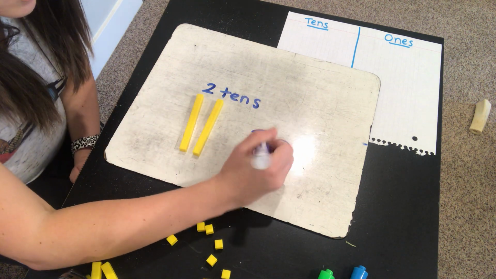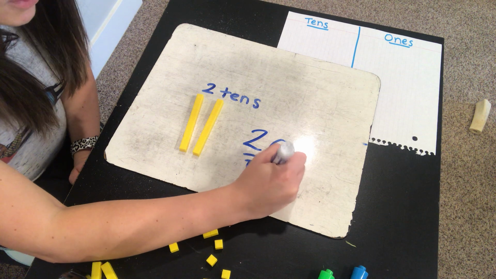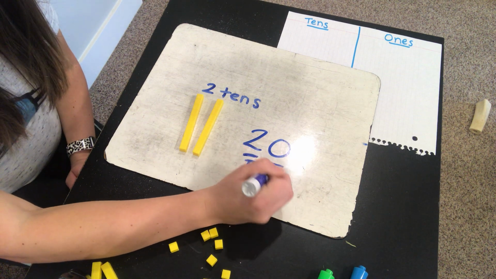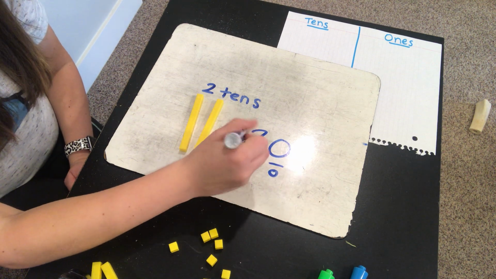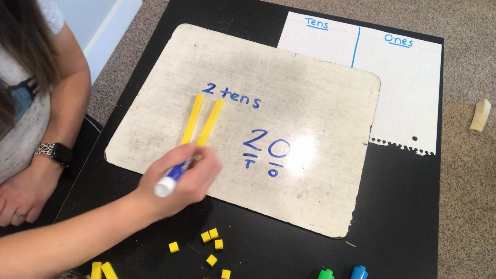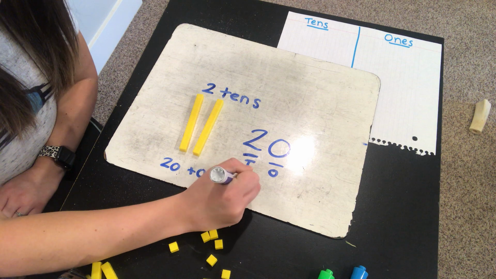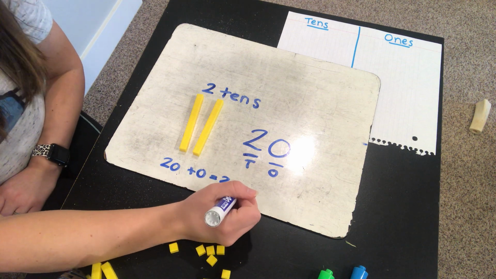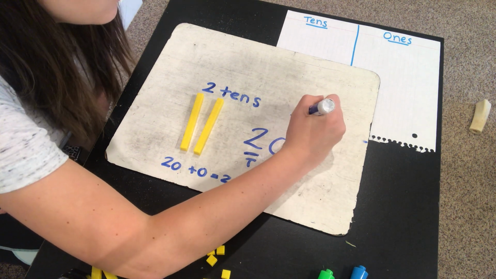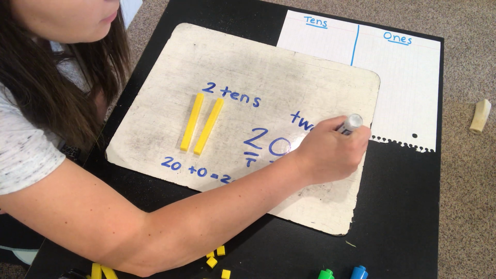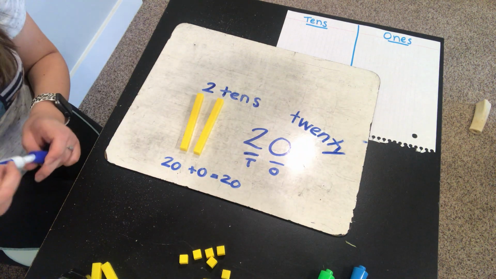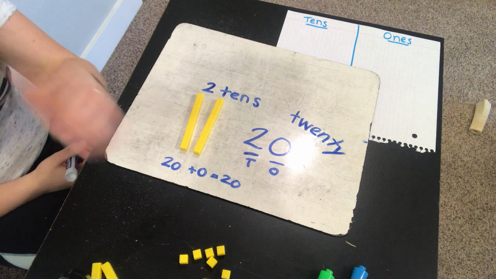2 tens. Remember the tens place and the ones place? Tens and ones. There's 2 tens and 0 ones. It could be written 20 plus 0 equals 20. Or it could be spelled out 20. No matter which way it's written, it still is 20.